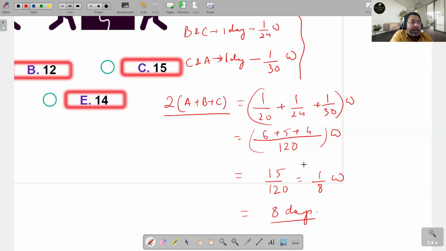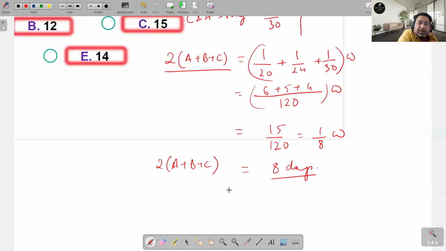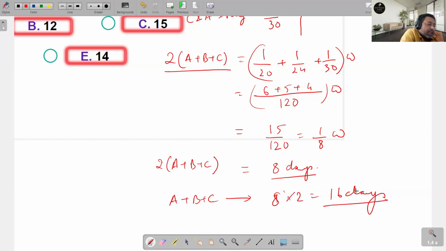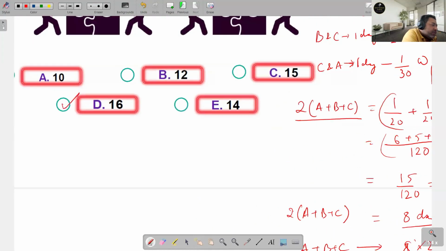Okay, if they do 1 by 8 of the work, 2 of A plus B plus C will do the work in 8 days. Correct. Therefore, if we half it, obviously the resources become half, so the time will become double. So A plus B plus C will do the work together in 8 times 2, which is 16 days. And that's your answer. So 16 is option number D. Let's move on to the next one.